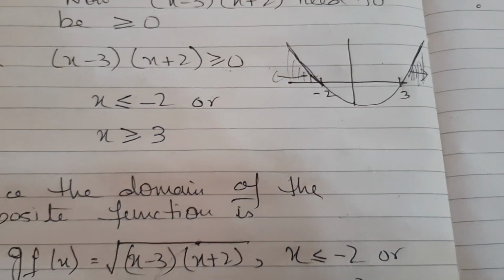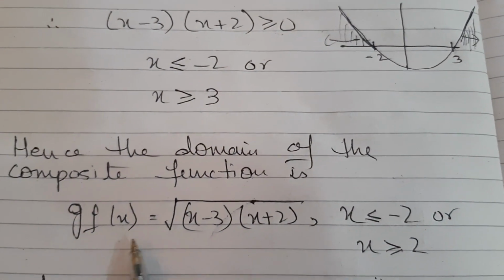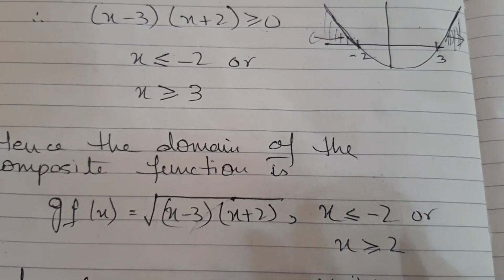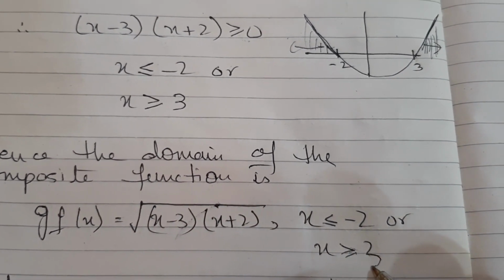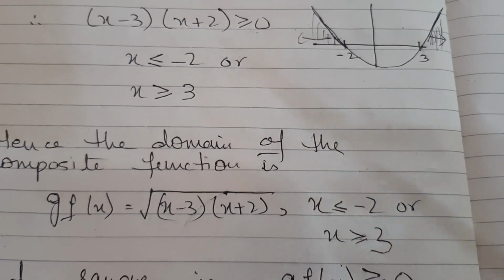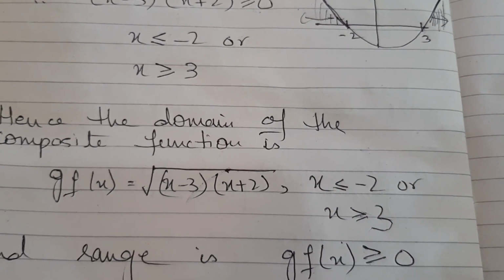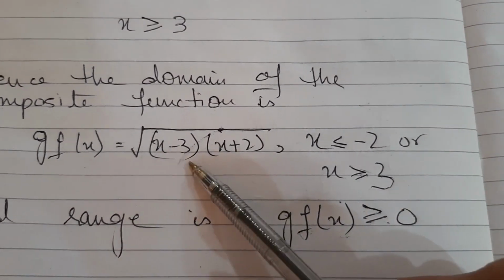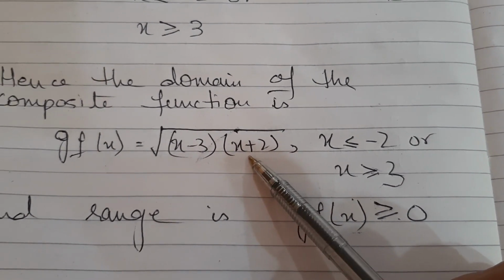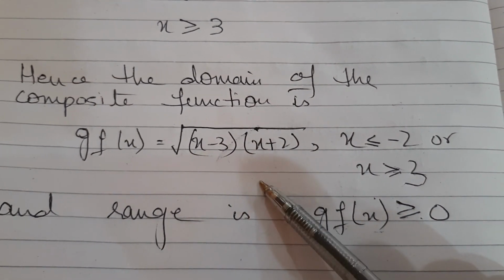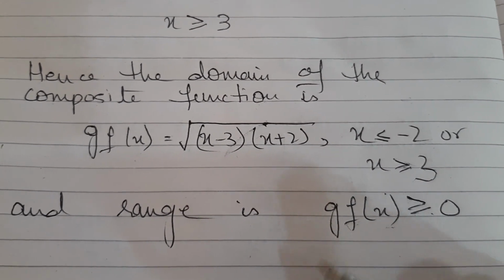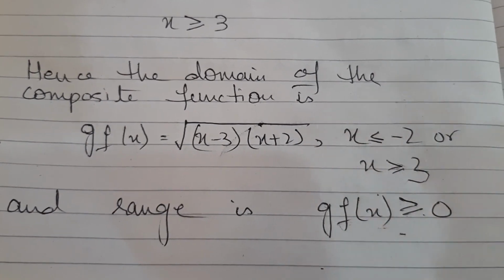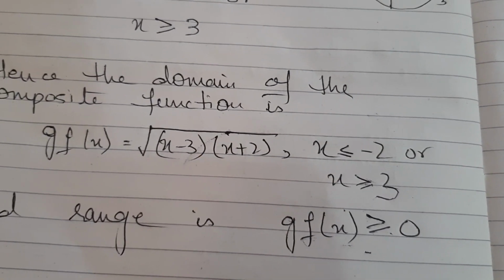Okay, so in case of the composite function, the domain is x less than or equal to minus 2 or x greater than or equal to 3. And what is the range? What is the shape of this graph, root of x minus 3 times x plus 2? So it is an investigation for you. You can find out the values on Desmos and check it. So the range is y greater than or equal to 0.